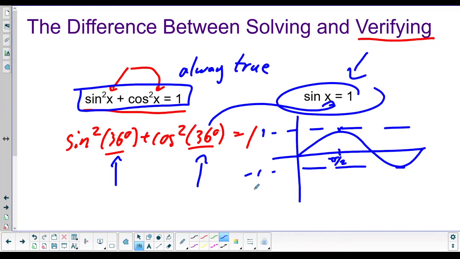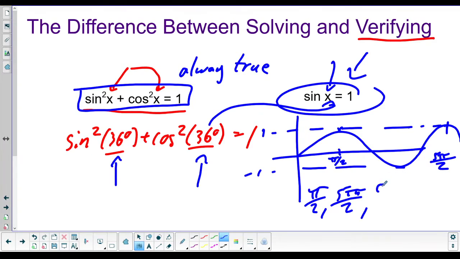The observant of you will be shouting at me. You're going to say, but Mr. Barton, don't trig functions repeat? You're right. So there is another one here, right there. This would be 5 pi over 2. And then there's another one at 9 pi over 2, and there's another one at 13 pi over 2. There are actually infinite values of x that we could put in here. There's a list that we could make: pi over 2, 5 pi over 2, 9 pi over 2, etc. This list goes on forever.